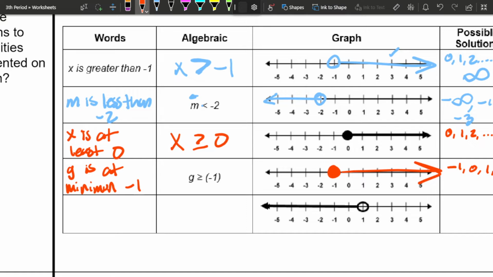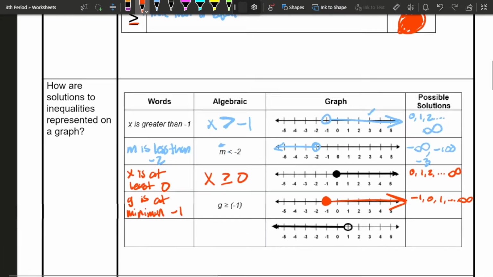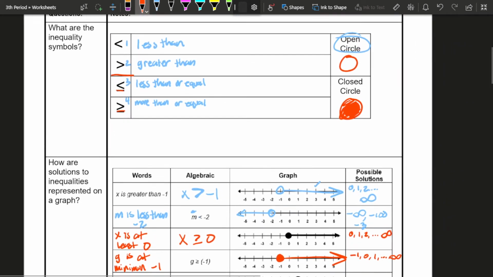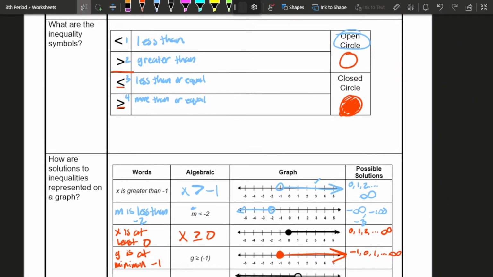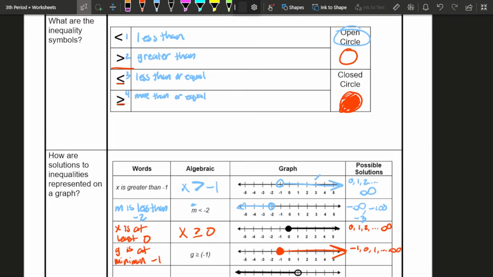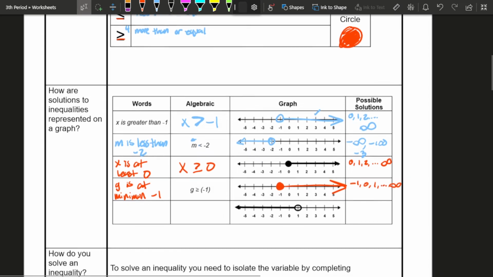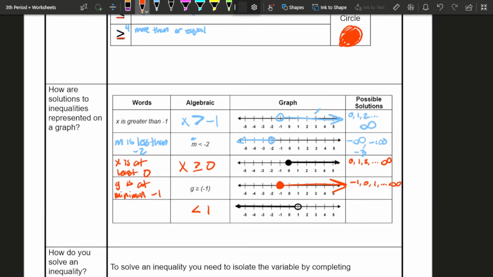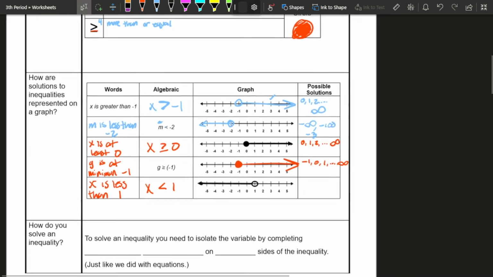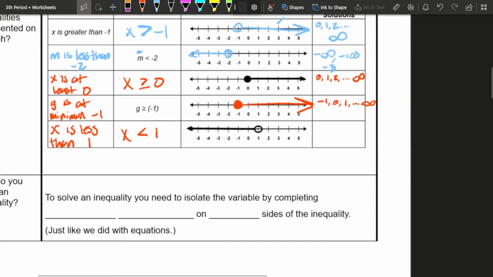Now the next one, open or closed? Open. So that means it's going to be what? The first half or the second half? First half. So it's either 1 or 2. Which one is it? What way is it pointing? To the left or to the right? To the left. So it's going to be the number 1. Less than 1. We call this x. And literally x is less than 1.